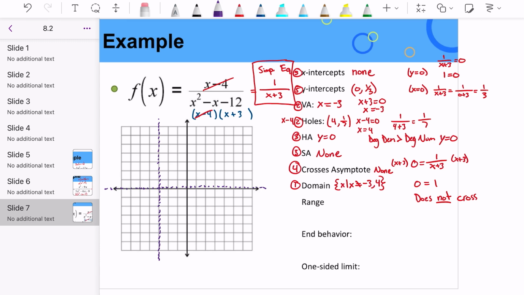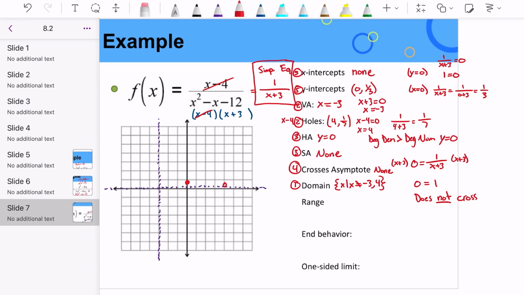We're going to go ahead and start plotting any points that we know that we have. In this case, (0, 1/3), that would be right around there. We have a hole, which is going to be at (4, 1/7). So 1, 2, 3, 4 and 1/7. And we also have a y-intercept at (0, 1/3), which we already put down. We have our hole, and that is just about it.